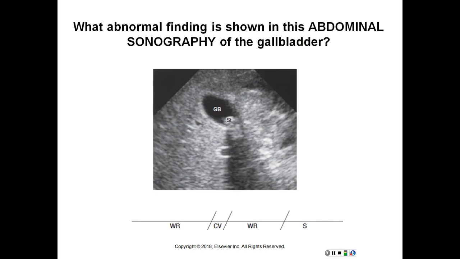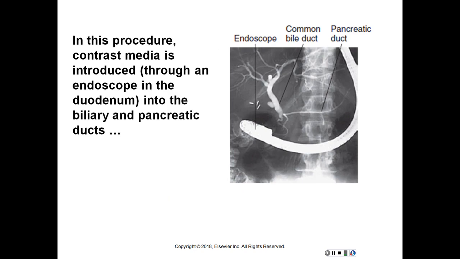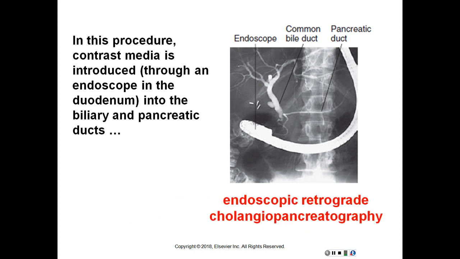So what is an abnormal finding shown in this abdominal sonography of the gallbladder? So it's a condition of gallstones, which is cholelithiasis. In this procedure, contrast media is introduced through an endoscope in the duodenum into the biliary and pancreatic ducts. So that is the endoscopic retrograde cholangiopancreatography. And that will end this recording.